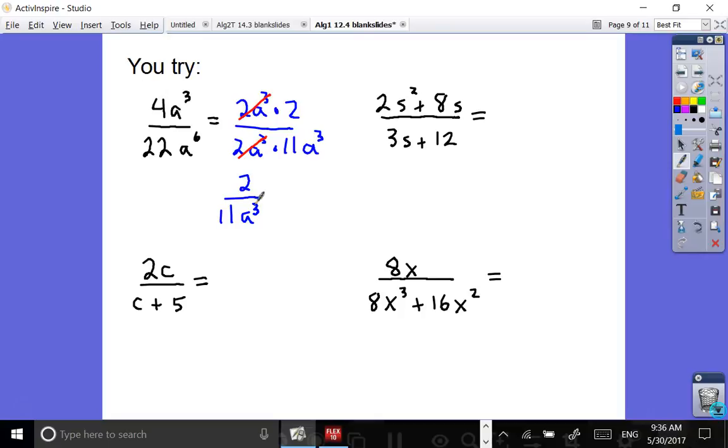Okay, what about that one? 8x. So we could have done something about that 8x. That'll be 8x divided by, if I take out an 8x from the denominator, what's left? x squared plus 2x.